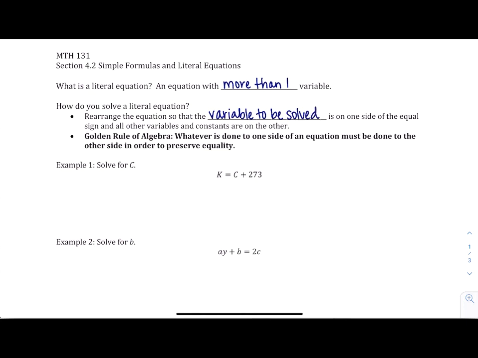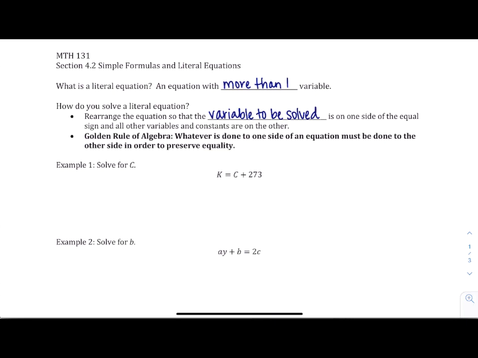And then there's a little golden rule of algebra. So you might know the golden rule, do unto others what you would have them do unto you. Well, it's the same thing in algebra. What you do to one side of the equation needs to be done to the other side of the equation in order to preserve equality. So really, everything that we did in section 4.1 with solving equations all applies here. It's just we'll have more than one variable.